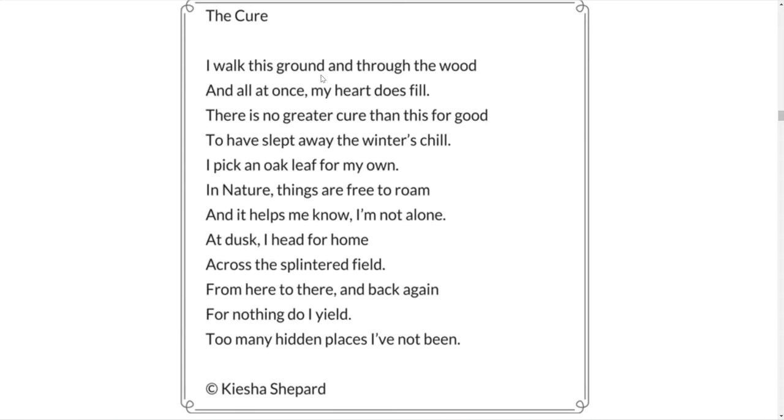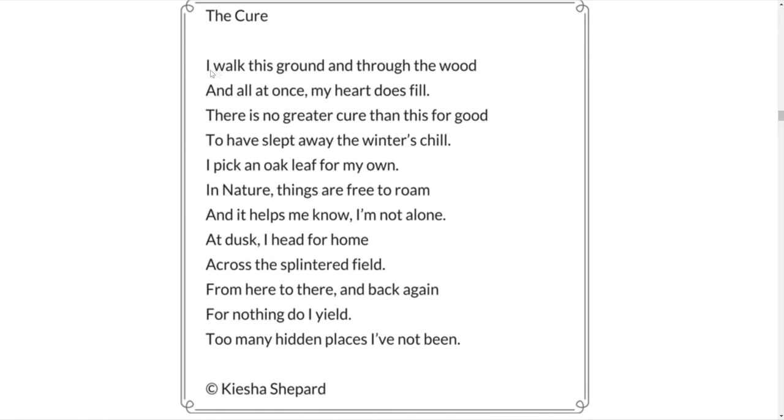So here she says, I walk this ground and through the woods, and all at once my heart does feel. Now she's using a rhyming scheme. All right, I just noticed that. Your poem does not have to rhyme, but you can always edit it to change words and make it a rhyming poem if you want.